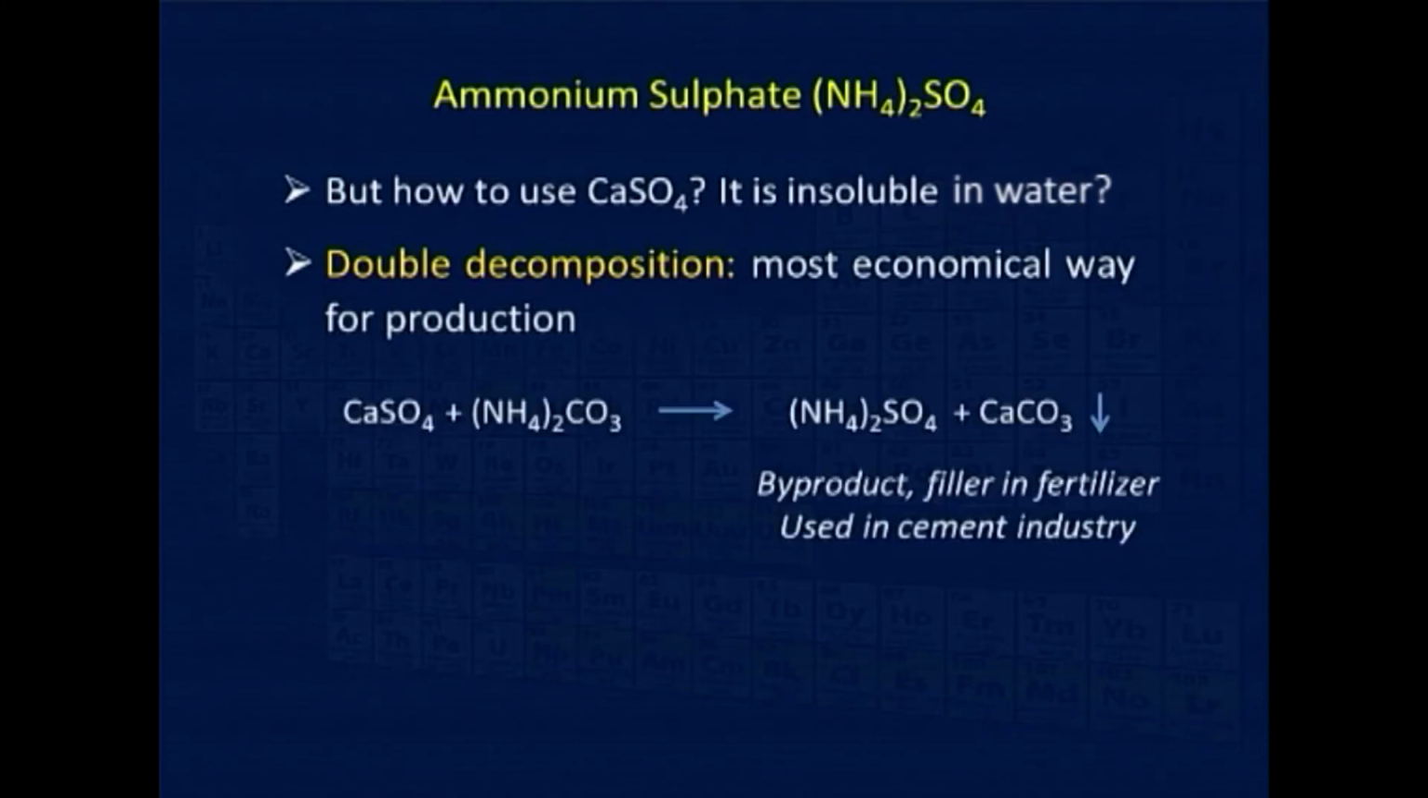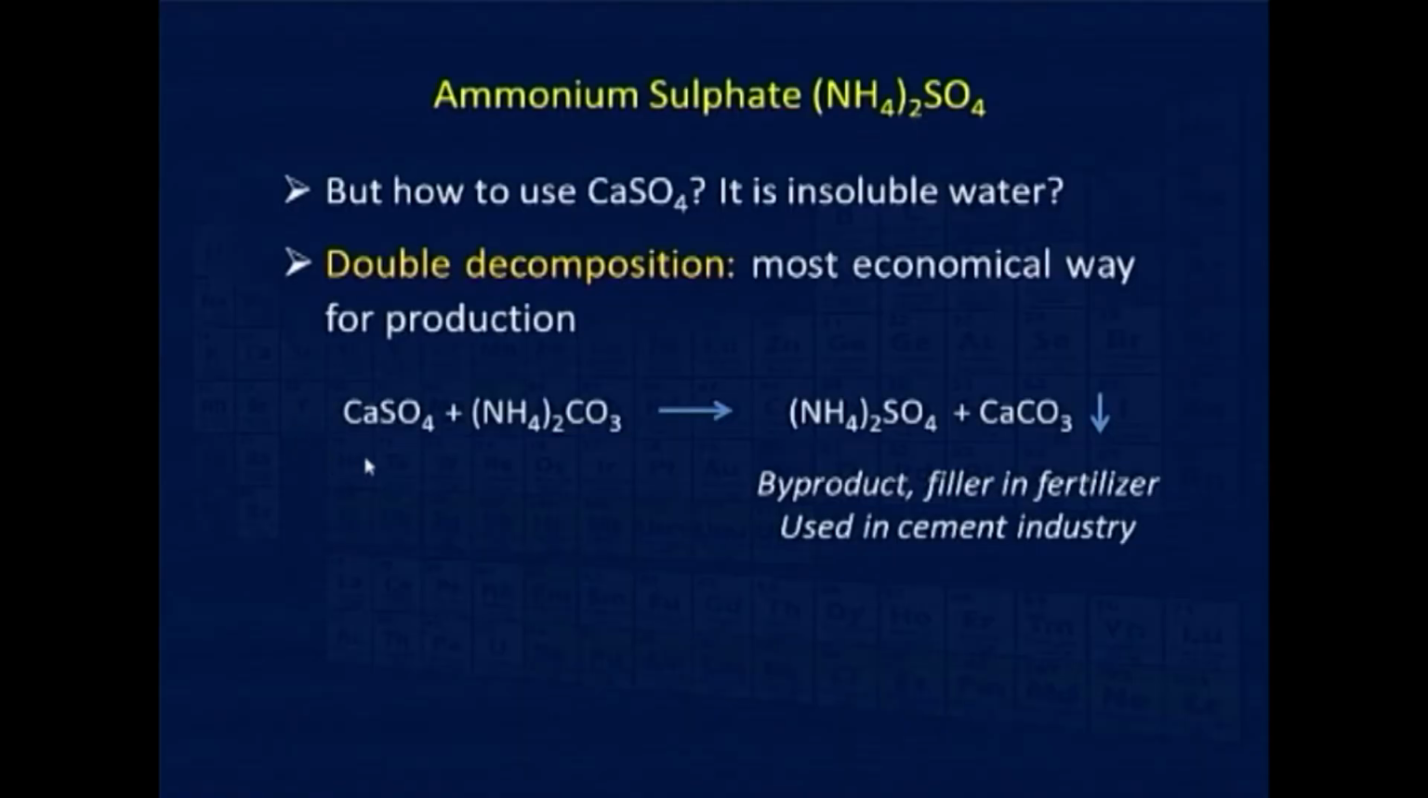If I have to write a double decomposition reaction, I will write it like this. You can see that calcium sulphate is reacted with ammonium carbonate, so as to give you ammonium sulphate and calcium carbonate, which is precipitated out. So, calcium carbonate here is one of the byproducts. It can be used in the cement industry or as a filler in the fertilizer, as we have seen earlier. Ammonium sulphate is one of the main nitrogen based fertilizers.